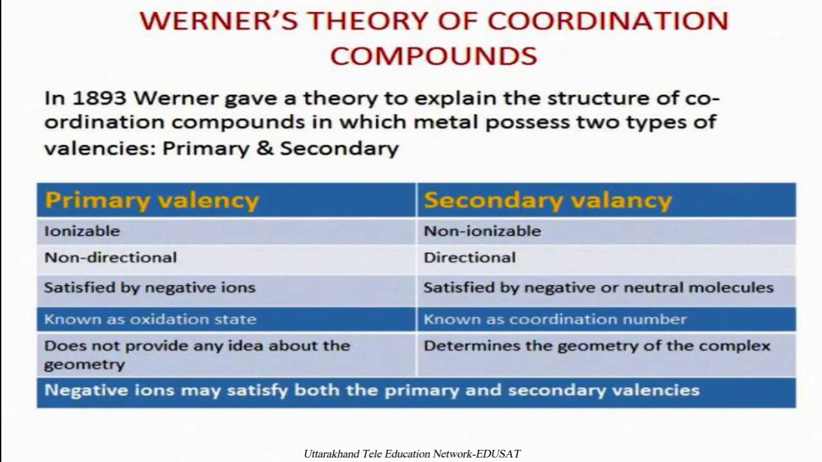The primary valency, because it is a non-directional valency, does not provide any idea about the geometry of the complex, whereas the secondary valency determines the geometry of the complex because it has a definite and specific orientation around the central metal atom. The negative ion may satisfy both the primary and the secondary valencies depending upon the nature of bonding between the central metal atom and the ligand. If it is a multidentate, then it can satisfy both primary valency and secondary valency.